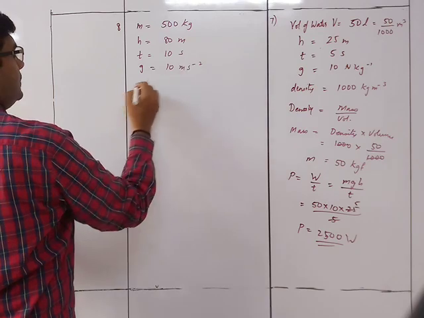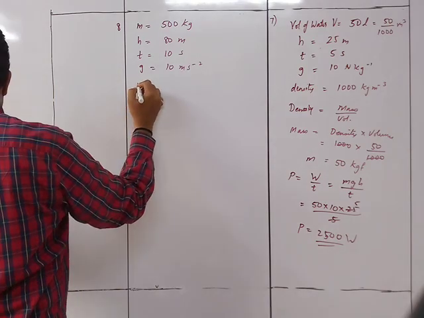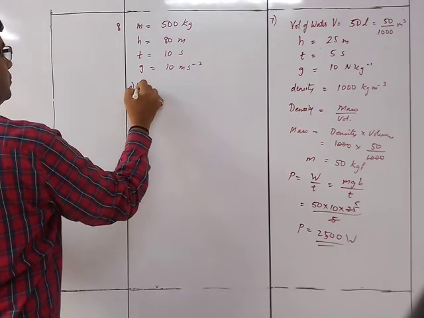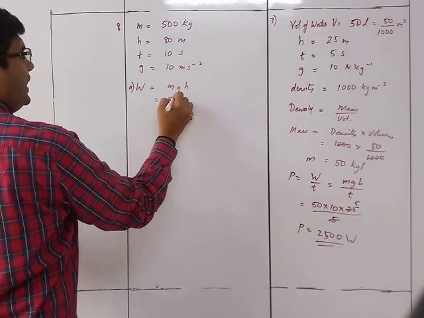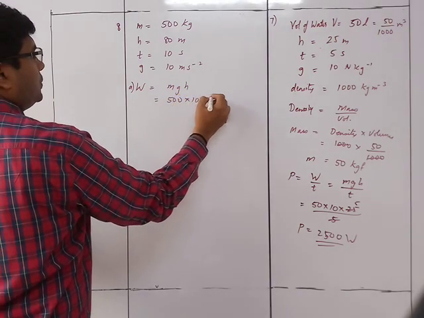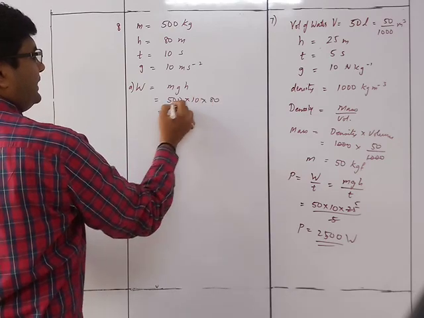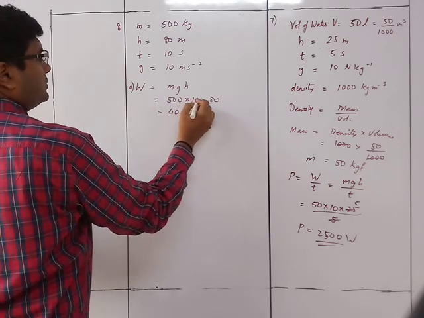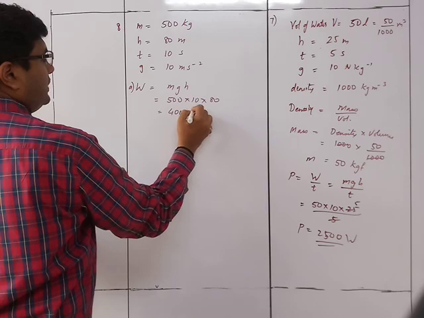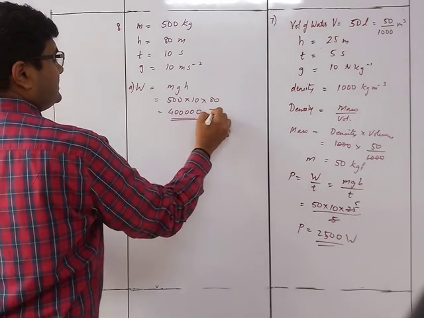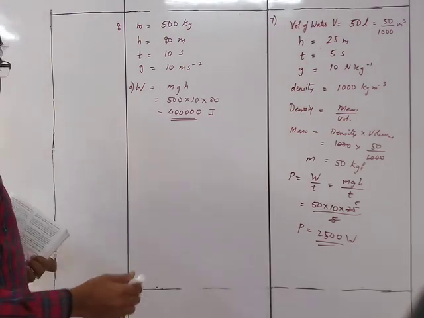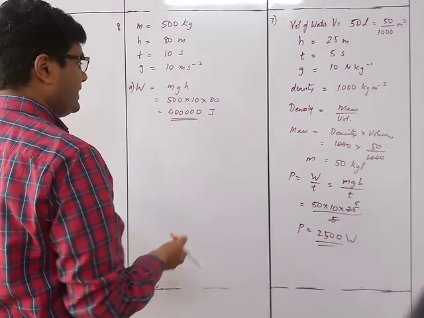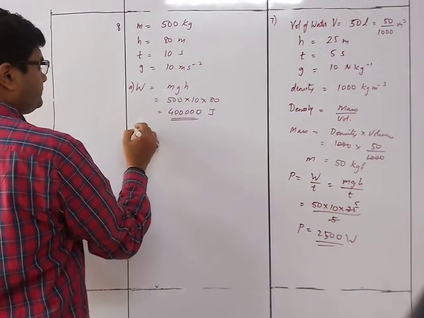First of all, the first part is work. W = mgh = 500 into 10 into 80. 5 eights are 40, and then four zeros. That is this many joules. We can write it as 4 into 10 to the power 5 joules, but you can keep it like this as well.